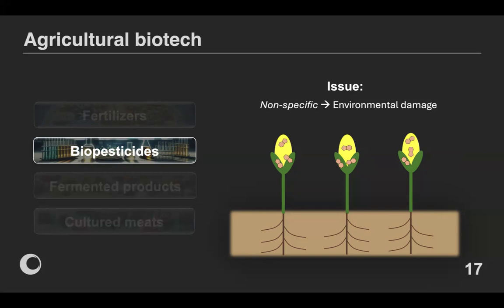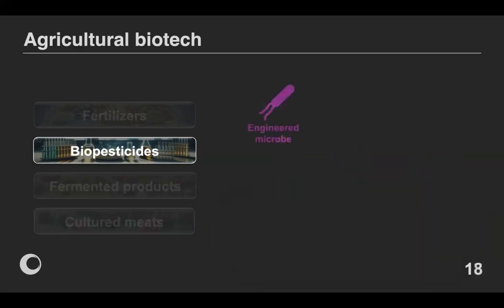And so it's really hard to get a lot more specific targeting towards the bug that you're looking at. More recently, what we've been able to do is engineer microbes that can go after the bug that you want to kill. But one that I want to take a deeper dive into is nanoparticles that have double-stranded RNA in them. The idea here is that these double-stranded RNAs are specific and only interact with the bug that you're looking at versus other bugs.